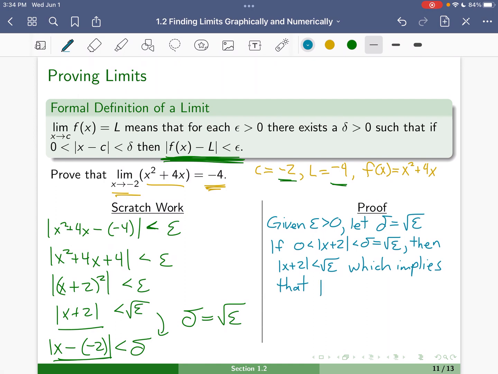if we were to square both sides, x plus 2 squared is less than epsilon. So that square we can move inside the absolute value. And we have the absolute value of x squared plus 4x plus 4 is less than epsilon, as was desired.